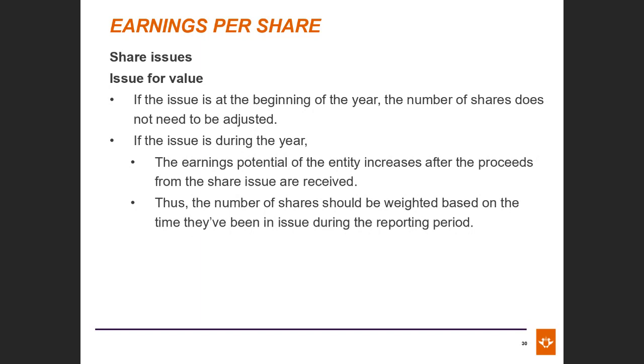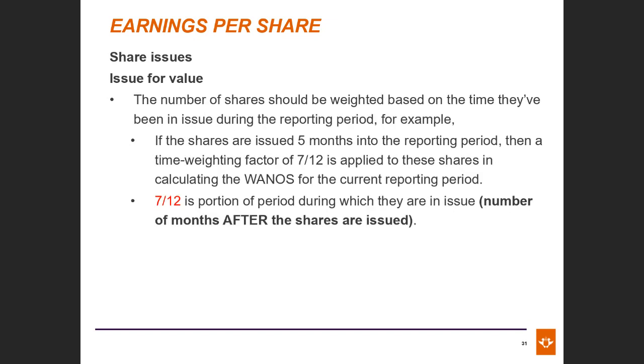So in this situation where we have an issue for value during the year, the number of shares needs to be weighted based on the time they have been in issue during the reporting period. Okay, so if shares were issued 6 months into the year, we are going to weight the new number of shares for 6 months. It sounds complicated, but it's actually not.